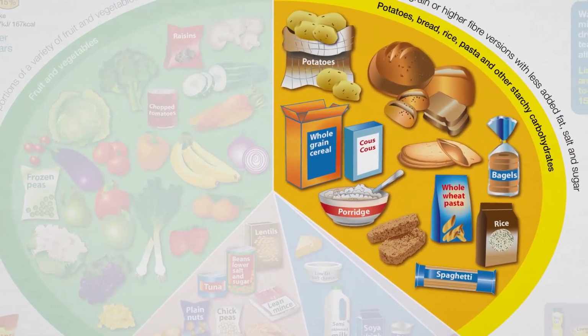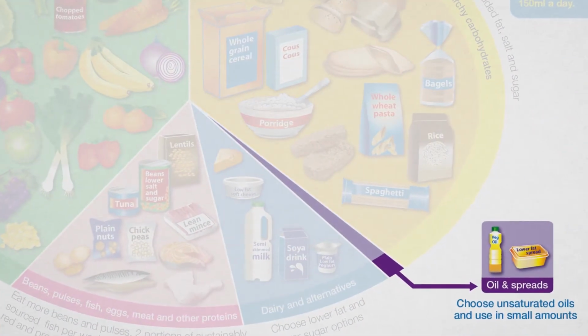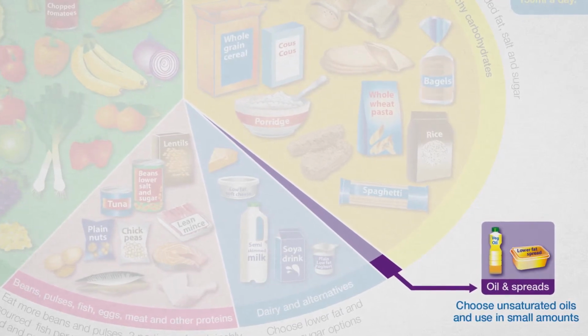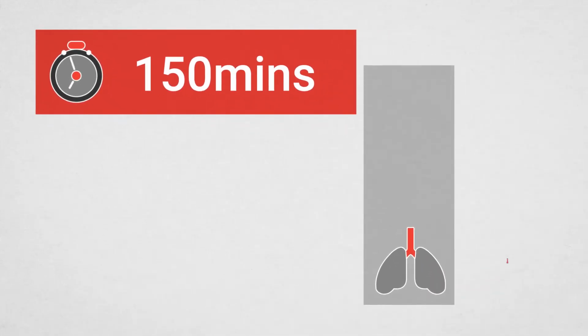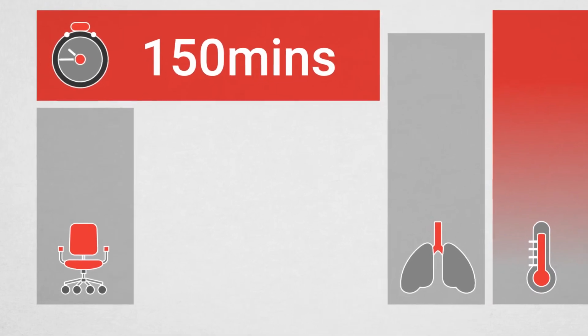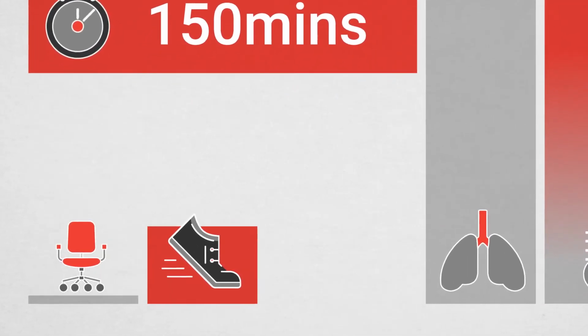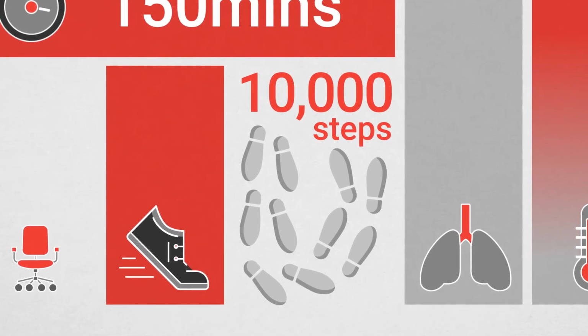Increasing fibre and whole grain foods while reducing saturated fats can also help you to maintain a healthy weight. Current physical activity guidance advises 150 minutes of moderately intense activity. This is when your breathing rate and body temperature increases. We are all advised to sit less and to move more, ideally achieving 10,000 steps in a day.